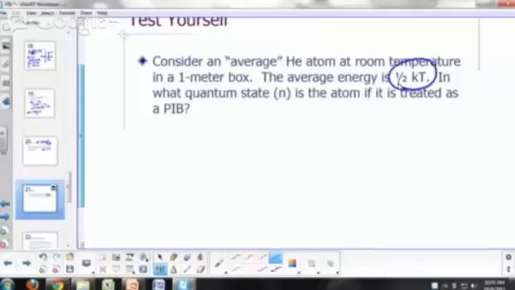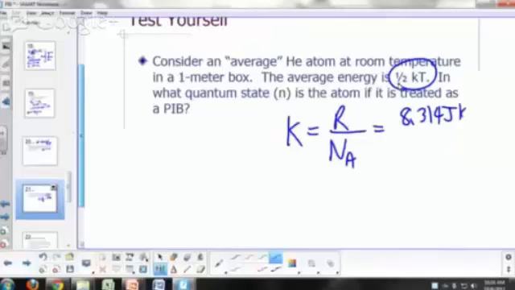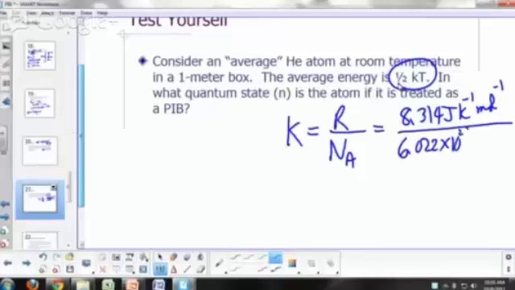Kinetic molecular theory predicts that the average energy is 1/2 kT. K here is Boltzmann's constant, and that's equal to your gas constant divided by Avogadro's number. You could just memorize that number, but since I've already memorized the value for R and Avogadro's number, I'd rather do it this way. It's 8.314 joules per Kelvin per mole. Avogadro's number is 6.022 times 10 to the 23rd per mole.